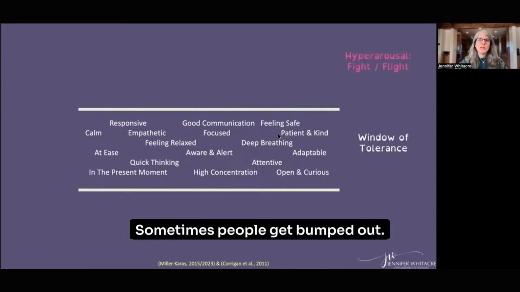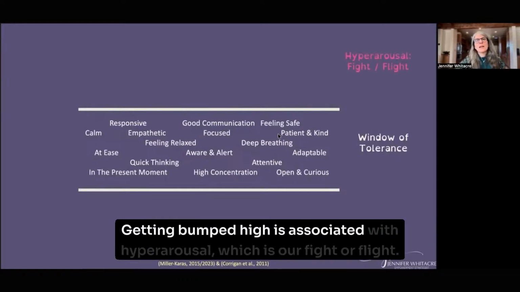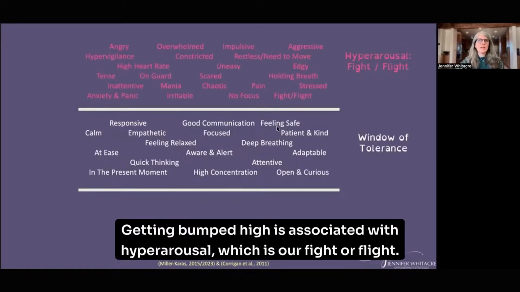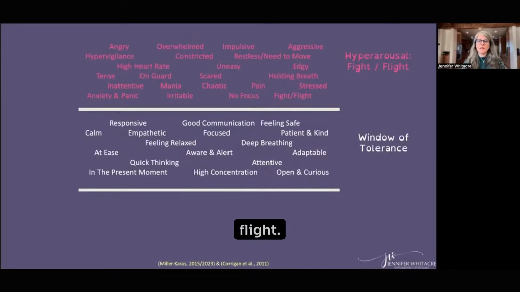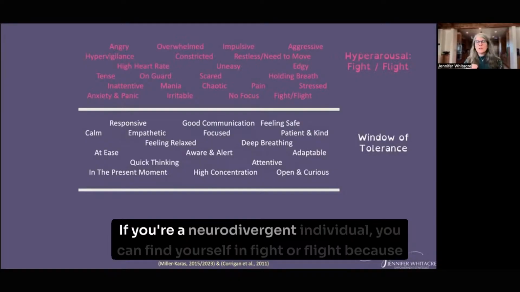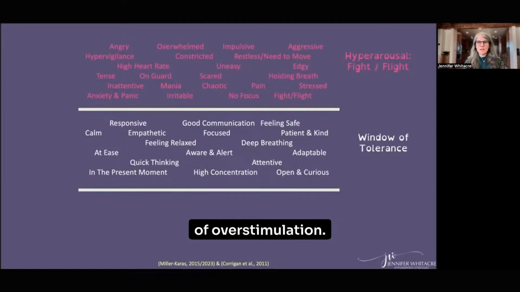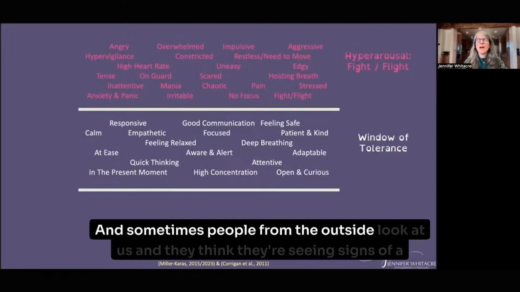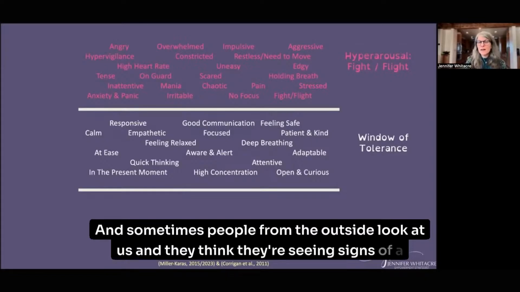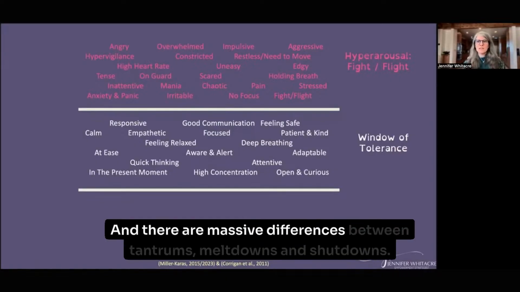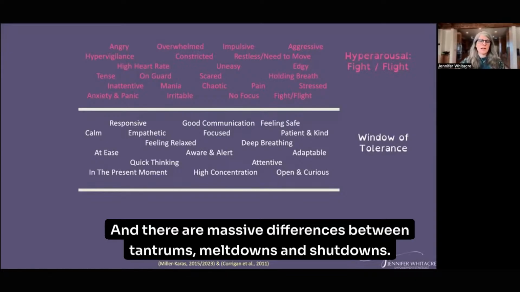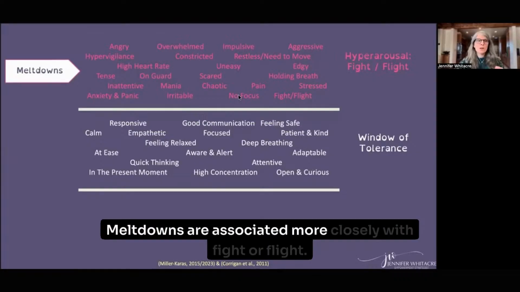Sometimes people get bumped out. Getting bumped high is associated with hyperarousal, which is our fight or flight. And so some of these descriptors might be what you experience if you're in a fight or flight. And sometimes, if you're a neurodivergent individual, you can find yourself in fight or flight because of overstimulation. And sometimes people from the outside look at us and they think they're seeing signs of a temper tantrum. But what we are experiencing inside ourselves are symptoms of a meltdown. And there are massive differences between tantrums, meltdowns, and shutdowns. Meltdowns are associated more closely with fight or flight.